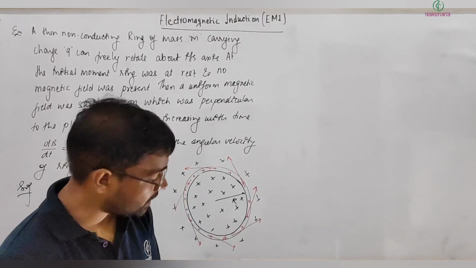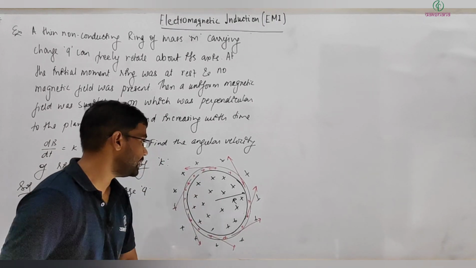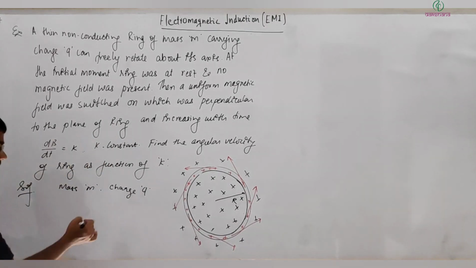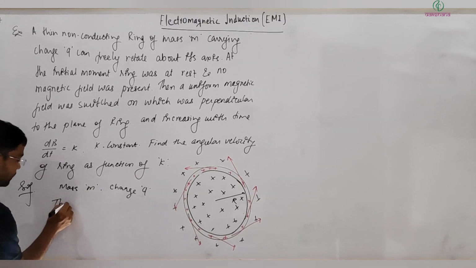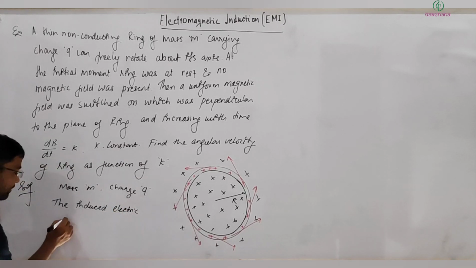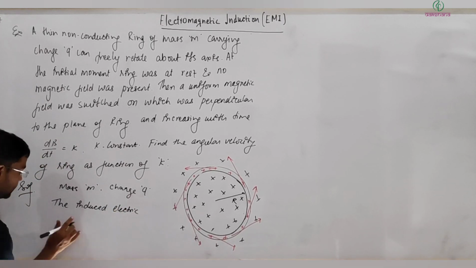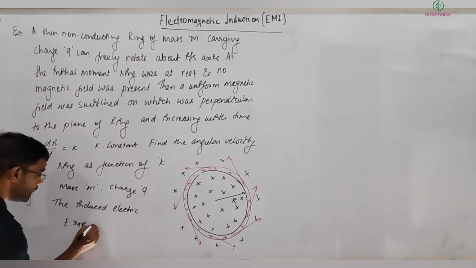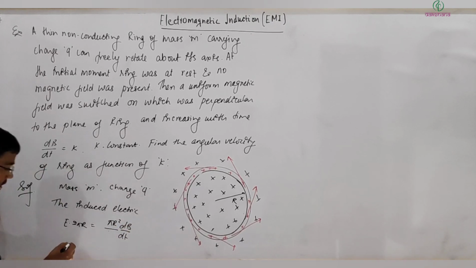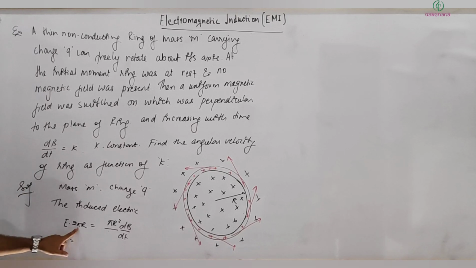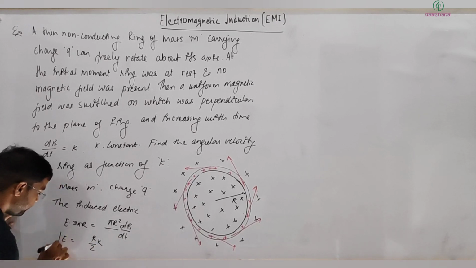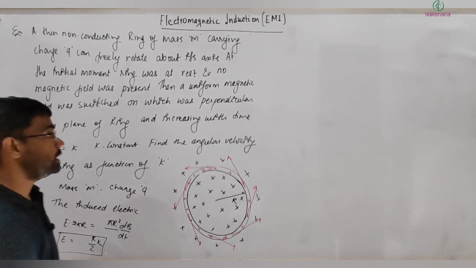So next point is, what is the angular velocity of this ring, right? So first thing is, I can get the expression for the induced electric field. So E can be written directly: E dot dl, that is E times 2 pi r, is equal to pi r square into dB by dt. This implies E is equal to, pi gets cancelled, one r gets cancelled, r by 2 into dB by dt, which is k. So this is the electric field.